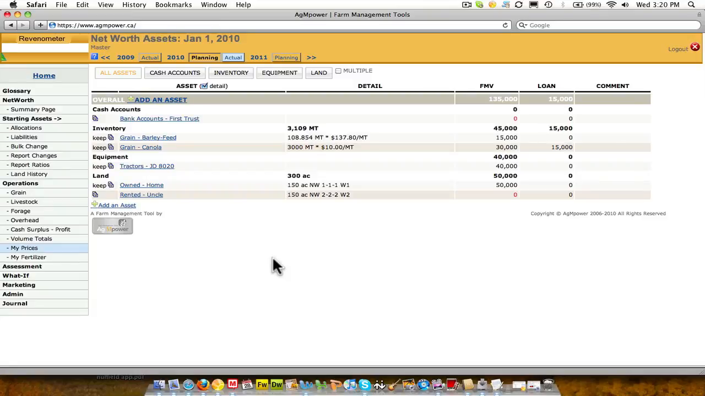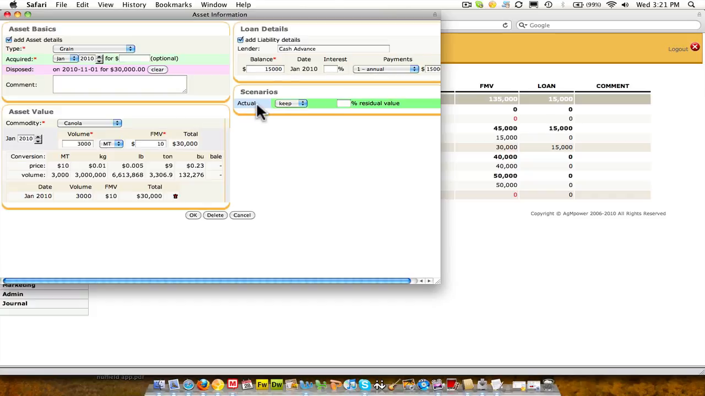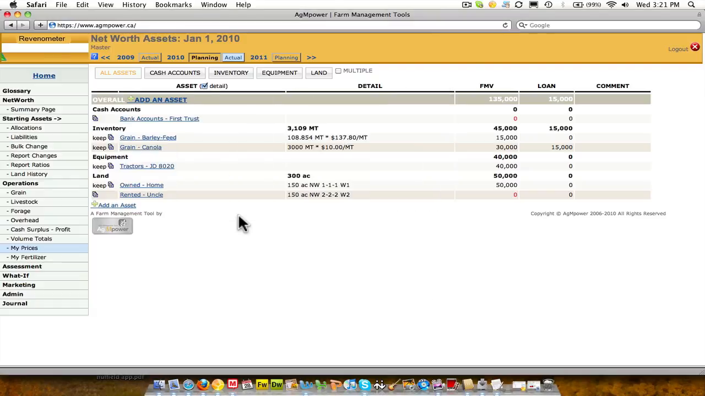In the Add an Asset tutorial, we went through and added a few assets, and in fact we did put some liabilities in for the cash advance against the canola. The best way to add liabilities is to add it when you add the asset. So if there's a loan against an asset, you can enter it in immediately like we did back here with the canola, check off the add liability details and put the information in. However, if you were busy putting in assets, you can always go back and add a liability later.